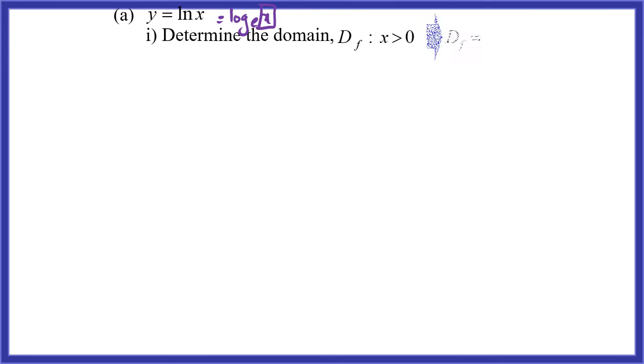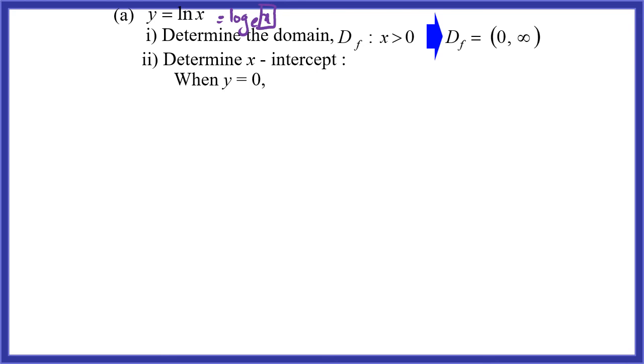So for question A, y equals natural log of x, or log to the base e of x. Determine the domain: x must always be more than 0. So the domain is from 0 to infinity, where 0 is not included. Now we can find the x-intercept when y equals 0. So natural log of x equals 0, so x equals e to the power of 0. E to the power of 0 is equal to 1. That's why we have the point (1, 0).